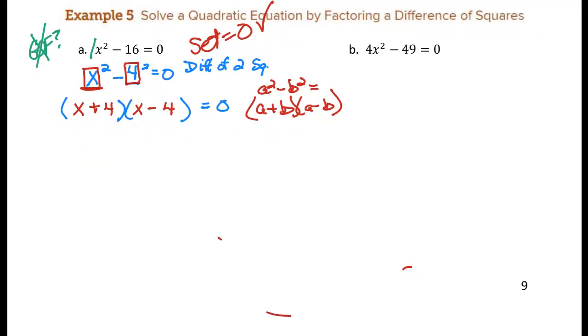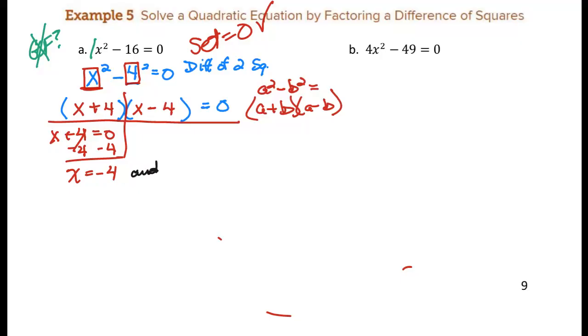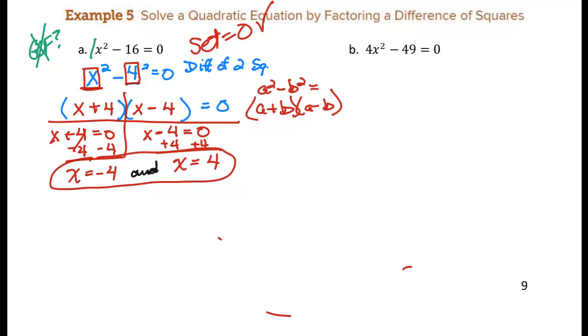Okay, so we could set up our little table. It's kind of like setting the table. So this side, x plus 4 equals 0. Subtract 4, subtract 4. x is equal to negative 4. And on the other side, x minus 4 equals 0. Add 4, add 4. So x is equal to positive 4. There you go. x equals negative 4 and x equals positive 4.